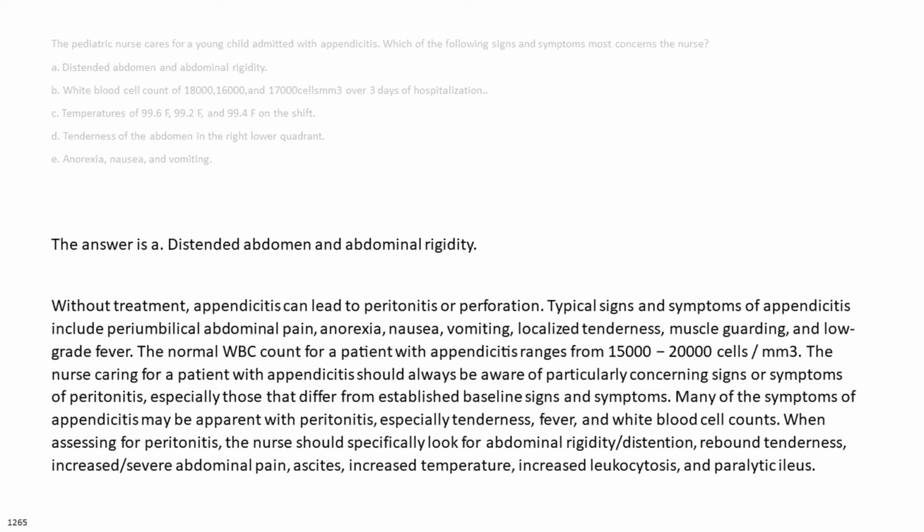The nurse caring for a patient with appendicitis should always be aware of particularly concerning signs or symptoms of peritonitis, especially those that differ from established baseline signs and symptoms. Many of the symptoms of appendicitis may be apparent with peritonitis, especially tenderness, fever, and white blood cell counts. When assessing for peritonitis, the nurse should specifically look for abdominal rigidity or distension, rebound tenderness, increased, severe abdominal pain, ascites, increased temperature, increased leukocytosis, and paralytic ileus.